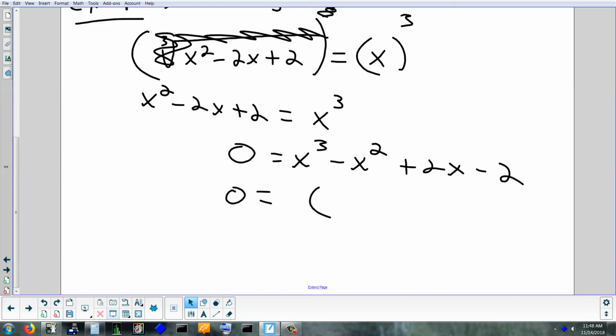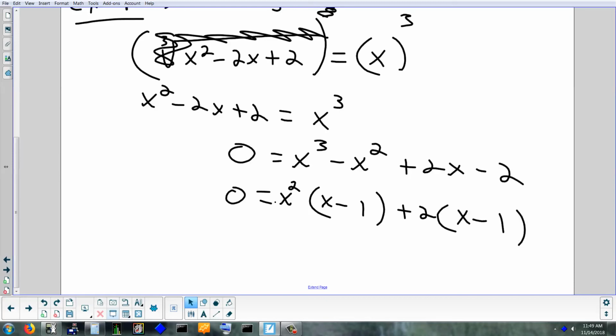So let's look at the first 2 terms. What can I factor out of both of those? What do they both have in common? X squared. If I factor that out, I'm left with x minus 1. The goal is to get x minus 1 again. If we do, then we can solve. Does anybody see what I can factor out of the last 2 terms? 2. If I factor out a 2, I'm left with x minus 1 again, which means factor by grouping is going to work.